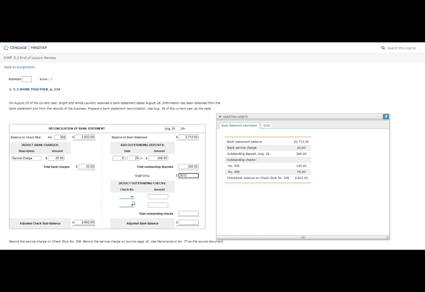Now we're going to total those two together, so we're going to add them up, which gives us $3,012. Now we're going to look for any outstanding checks, and so we have check number 306 for the amount of $140, and we have check number 308 for the check amount of $70. So I'm going to add those together, and I come up with $210. We're going to subtract those, which gives us $2,802.